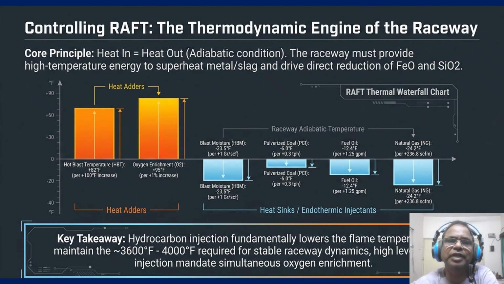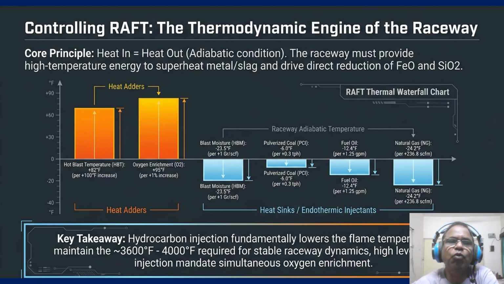The orange bars on the left show the heat adders, the hot blast temperature and oxygen enrichment, providing the thermal energy to superheat the metal and slag. So these are basically the accelerator. On the right, follow the blue descending steps. These are your heat sink, including blast moisture and the injectant like PCI or natural gas. So notice the impact. Natural gas has a massive cooling effect of around 24 Fahrenheit per unit, while PCI is much lower at 6 Fahrenheit.